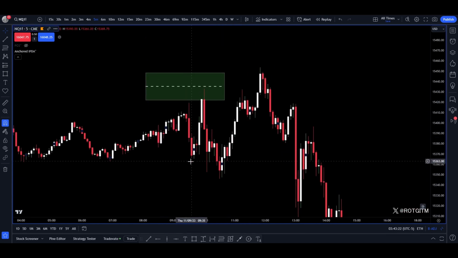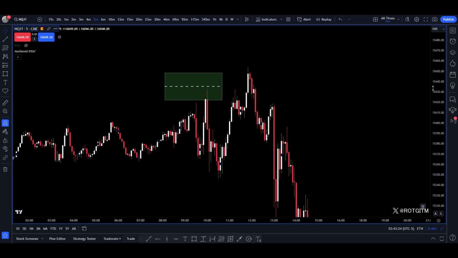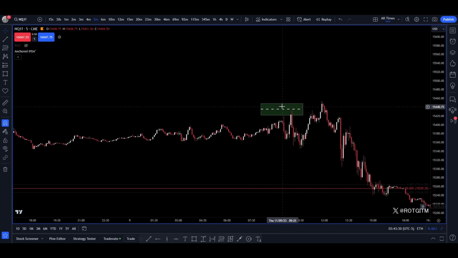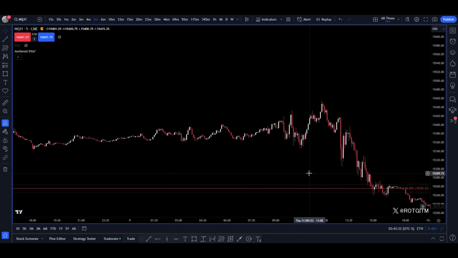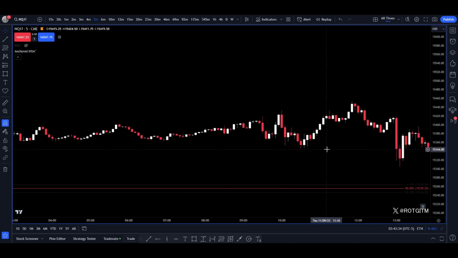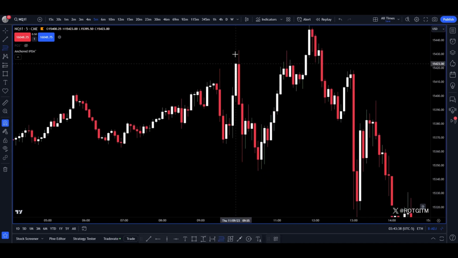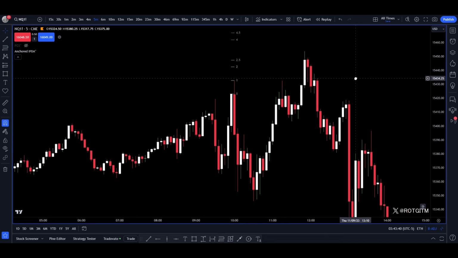So it made a high, came off of it. This is before our run. This is in overnight, no, in the morning session actually. So let's get rid of that. And let's see, which one was it? From here to here. 2.5 to the 4.